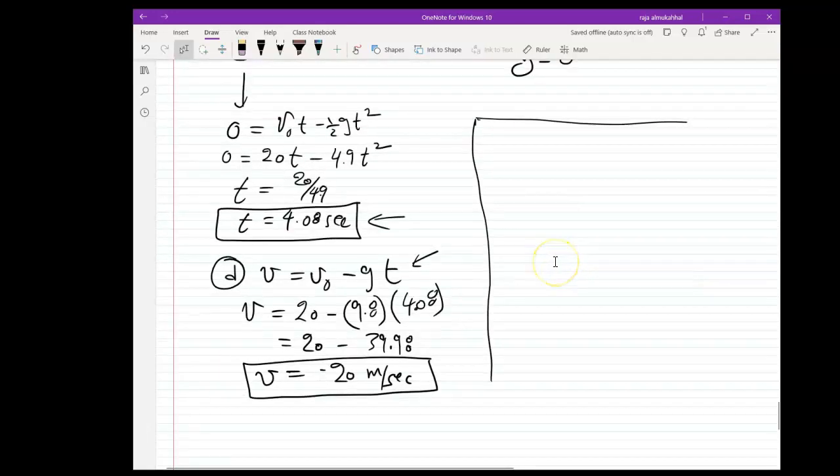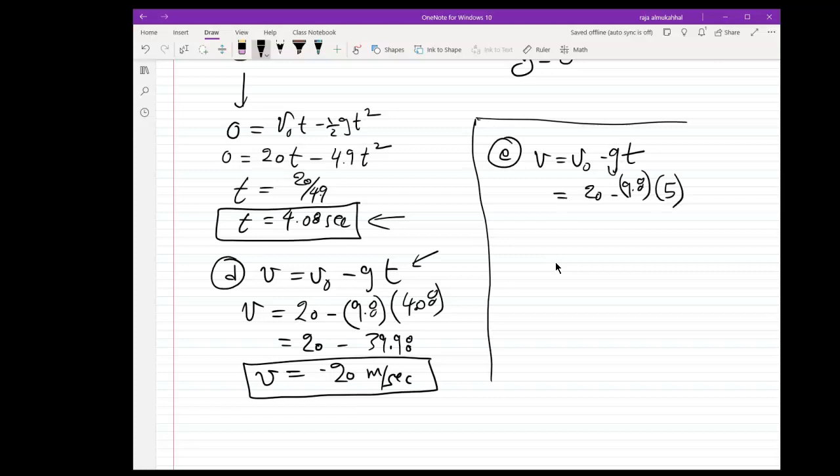So let's do that. For part E, here we have V equals V naught minus GT, and that will be equal to 20 minus 9.8, that's G here, multiplied by 5 seconds. And when I calculate, I get negative 29 meters per second. The negative here has a big meaning. It means it's going down. It's moving in the down direction. You know what I mean? Remember, this is a velocity, not a speed.